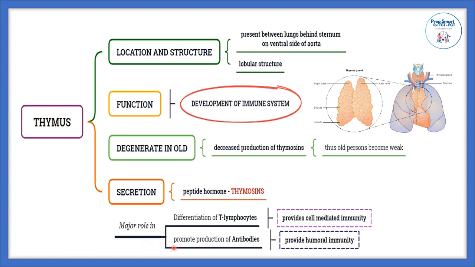Also, it has a role in promoting production of antibodies, which provides humoral immunity. Basically, decreased production of thymosin leads the immune system to degenerate in old persons. That leads to weakness in old persons. This was all about the thymus gland.